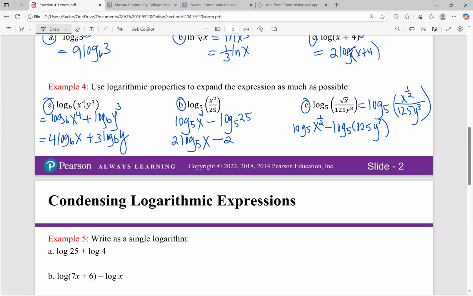Now I could use my product rule. So I'm going to have log base 5 of x to the 1/2 minus, and now I'm going to put parentheses around this because I'm writing it as a sum now. So this is going to be log base 5 of 125 plus log base 5 of y to the 3rd.